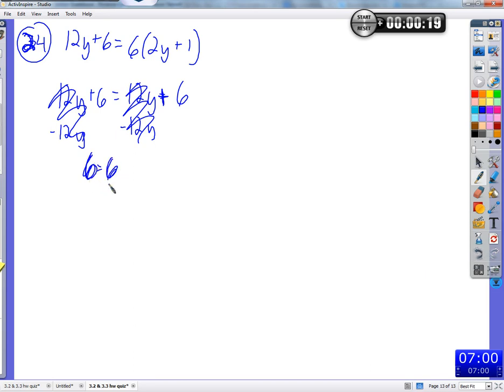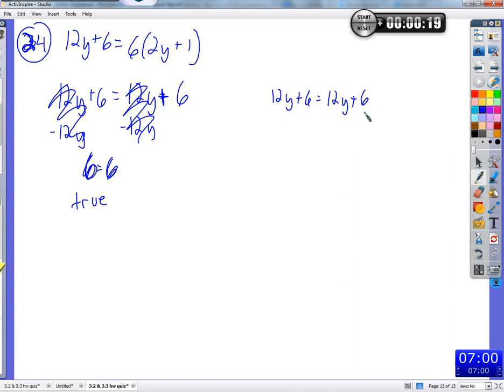We do what we did. We can get 6 equals 6. You can subtract 6 from both sides here, get 12y equals 12y. That's obviously, yeah, 12y does equal 12y. Of course it does. Of course 6 equals 6. So this is true. Let's go back to this step, 12y plus 6 equals 12y plus 6.